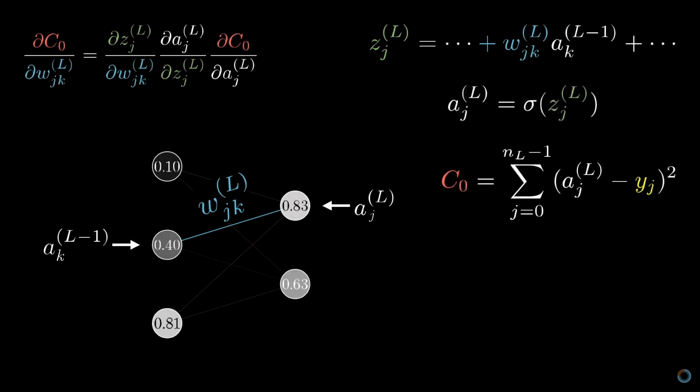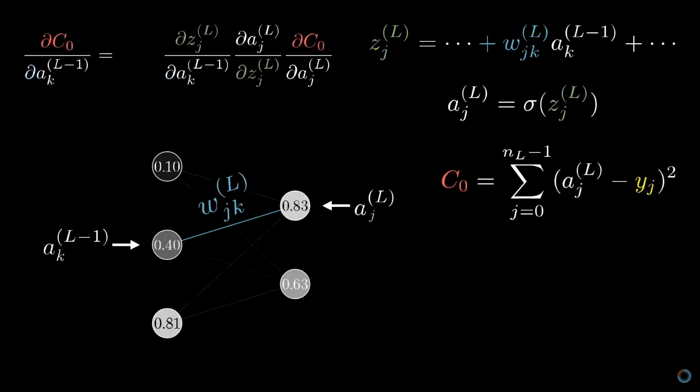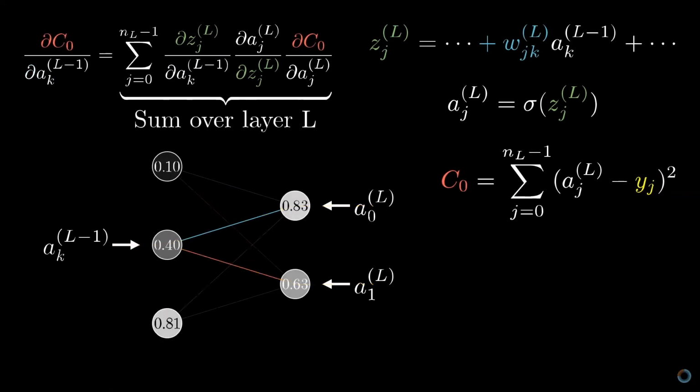What does change here, though, is the derivative of the cost with respect to one of the activations in the layer L-1. In this case, the difference is that the neuron influences the cost function through multiple different paths. That is, on the one hand, it influences AL0, which plays a role in the cost function, but it also has an influence on AL1, which also plays a role in the cost function, and you have to add those up.